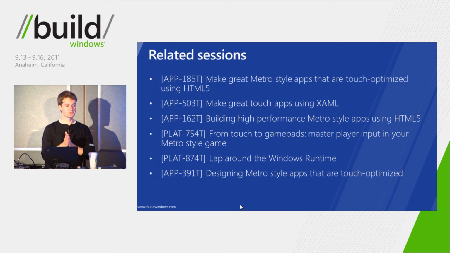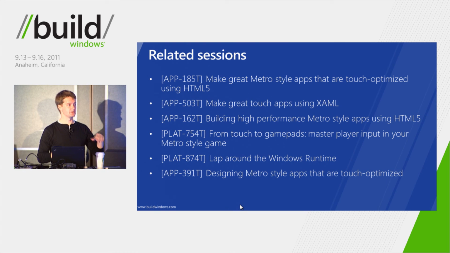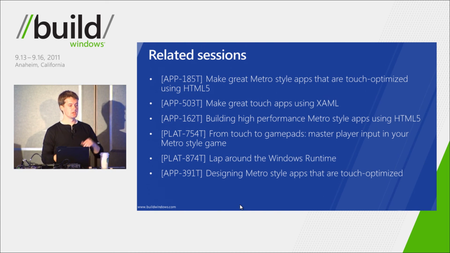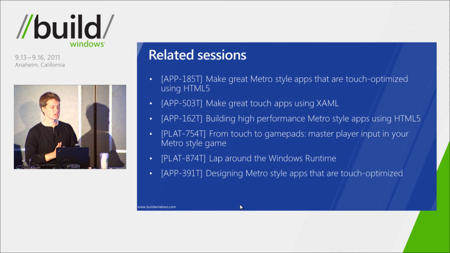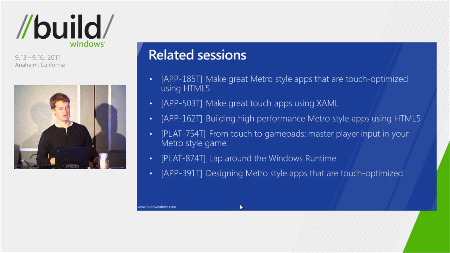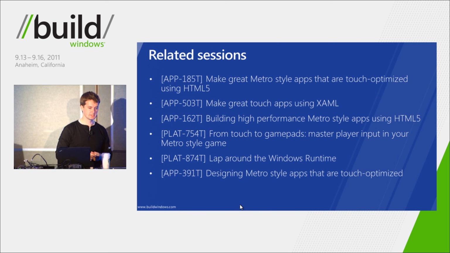All right, a couple other resources here. 185, which was yesterday, so if you didn't see it, you can watch the video soon. That's our intro to touch in the HTML framework. 503, which was very early this morning, is the XAML version of that same talk. For perf stuff, there is both 162, which is all about building high-performant HTML apps, and 754, which is given by Jason Strayer. It's a talk about how to build games. He uses Pointer in there for getting his touch input.